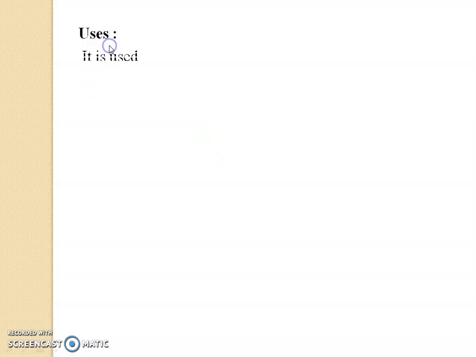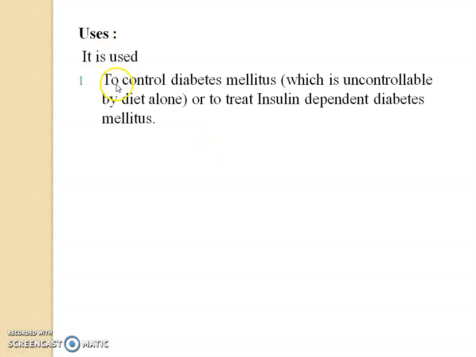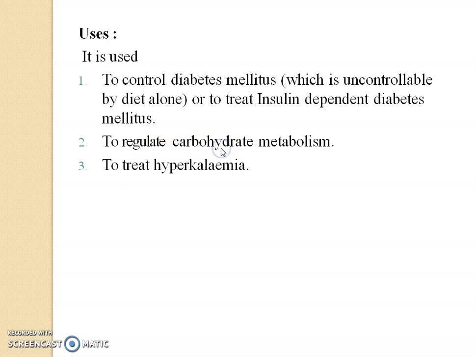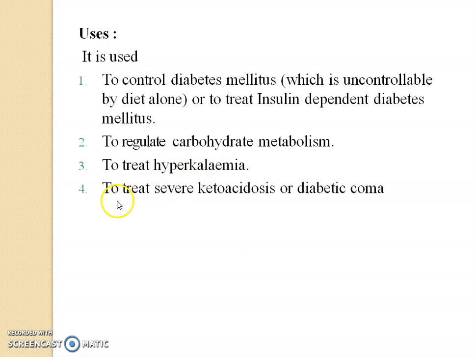Uses of insulin: it is used to control diabetes mellitus which is uncontrollable by diet alone, or to treat insulin-dependent diabetes mellitus. Second, to regulate carbohydrate metabolism. Third, to treat hyperkalemia. Fourth, to treat severe ketoacidosis or diabetic coma.